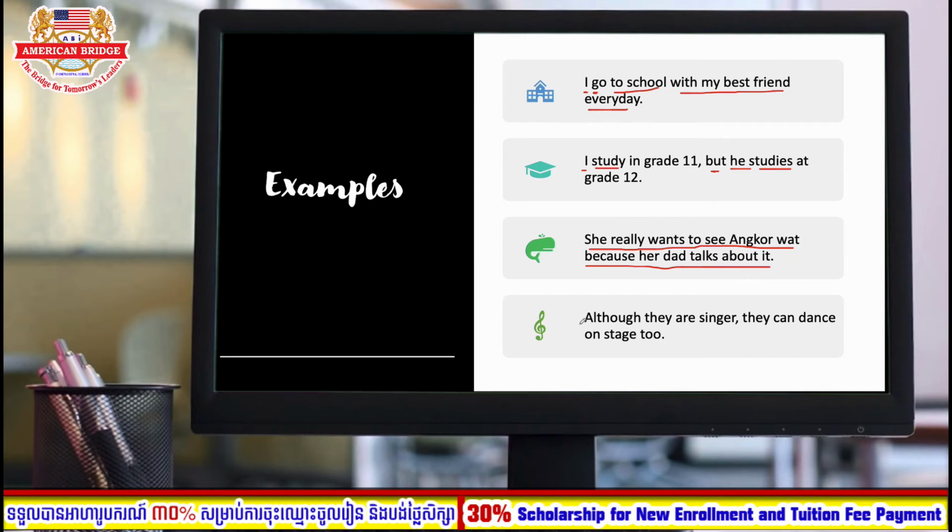Last but not least, although they are singers, they can dance on stage too. So although they are singers, which is the dependent clause, and they can dance on stage too, which is the independent clause. So these are combined or mixed together, it becomes a complex sentence, right? So again, when we talk about the type of the sentences, we focus on the structure of the sentences itself.